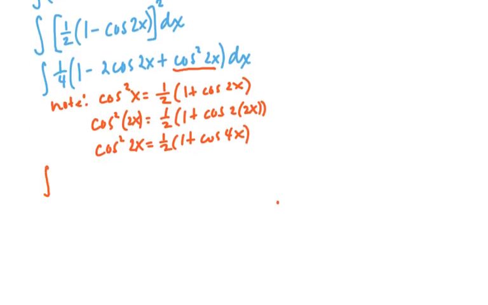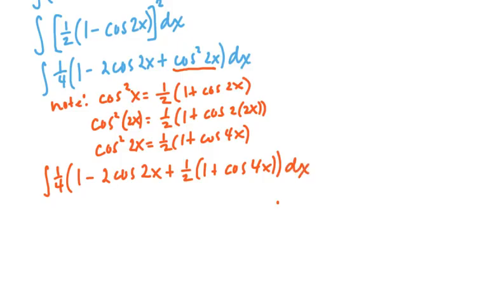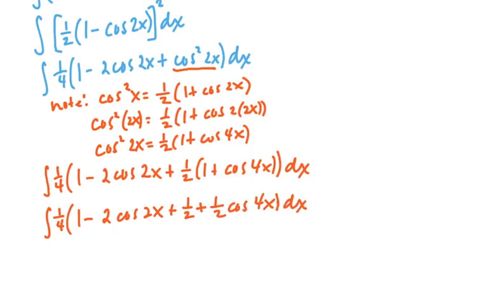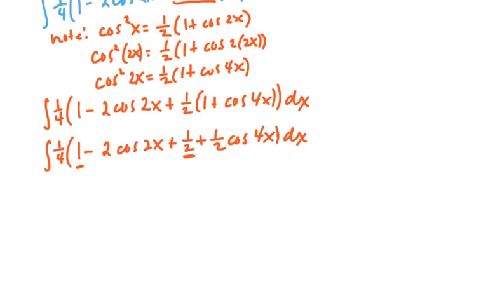So let's keep going. We have the integration of 1/4. We're going to put that in: 1 minus 2 cosine 2x plus 1/2 times (1 plus cosine 4x) dx. Well, let's distribute that 1/2. We have 1/4 (1 minus 2 cosine 2x plus 1/2 plus 1/2 cosine 4x) dx. Combine like terms. Some of you don't do that. You just carry crazy long integrals.